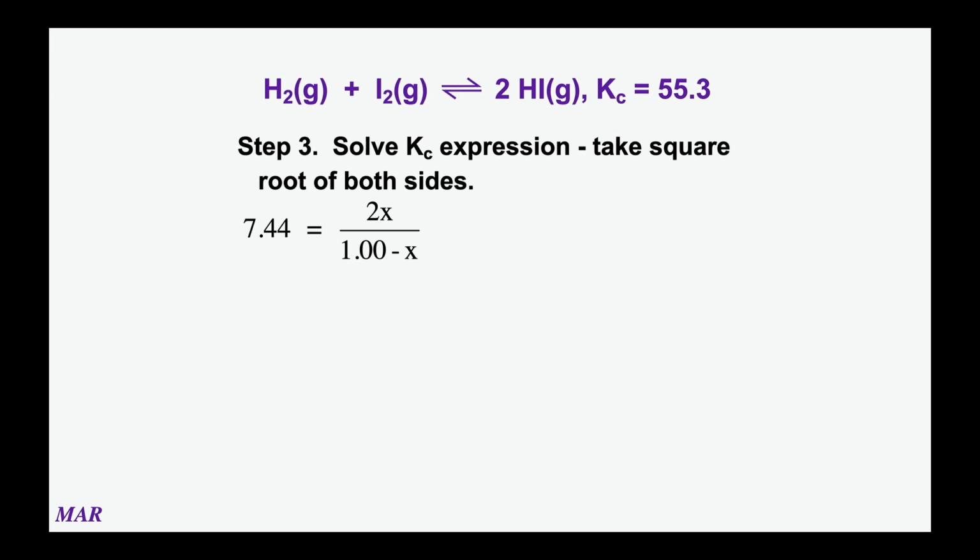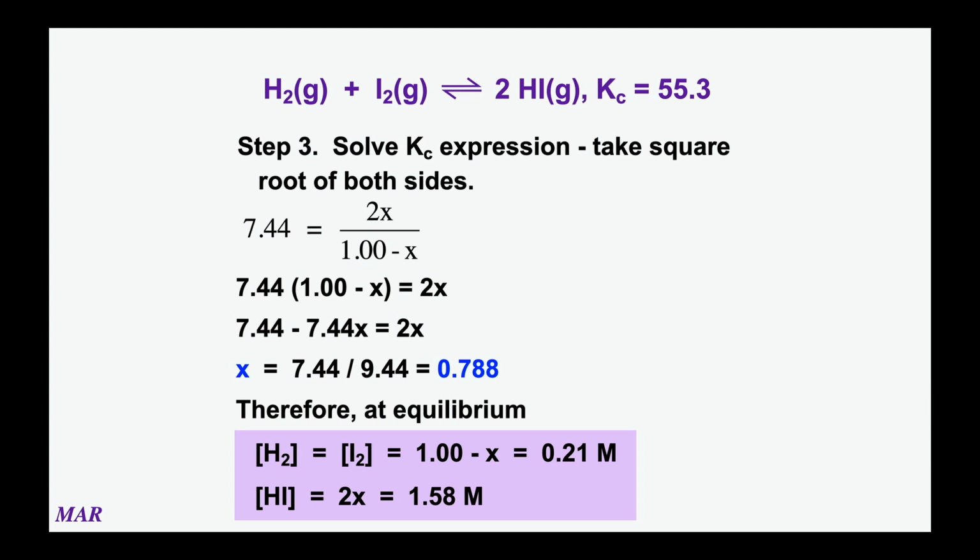We'll multiply both sides by 1 minus x. If you do that, you get 7.44 times (1 minus x) equals 2x. The (1 minus x) divided by (1 minus x) cancels. Then you use the distributive property. So 7.44 times 1 is 7.44, and then the same thing times minus x, minus 7.44x, equals 2x. Again, get all the x's on one side, so that would be 9.44x equals 7.44. x will equal 7.44 divided by 9.44, which is 0.788.